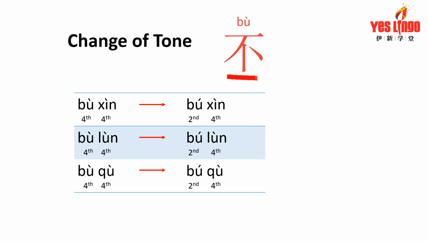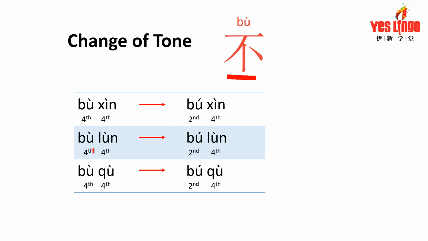So 不 normally takes the fourth tone, but when it directly precedes another fourth tone, as in this case, then the 不 will take on the second tone. Let's read this together. 不信 will turn into 不信, 不信. See how that flows a lot better than 不信? Okay, so two fourth tones together with 不 as the first word will change into the second tone for 不.